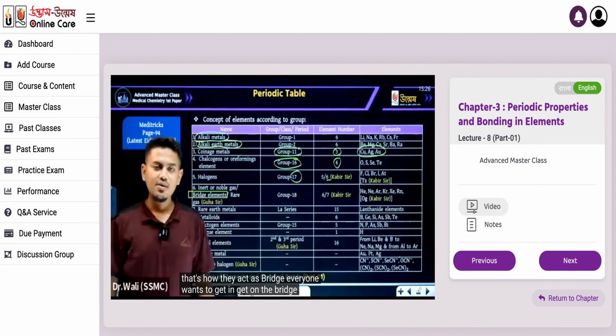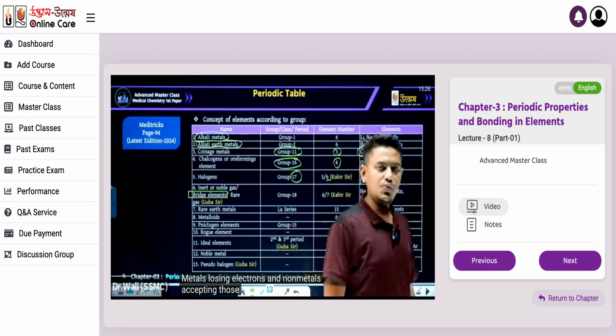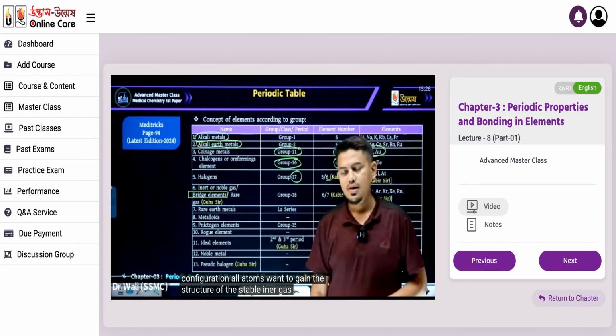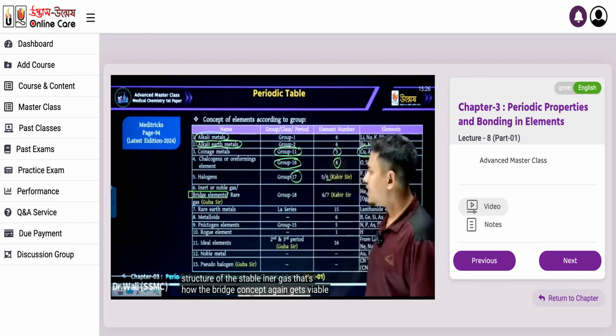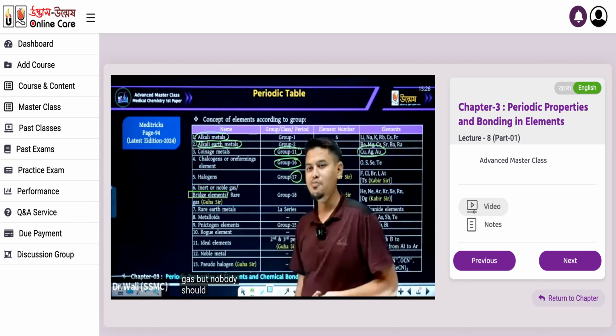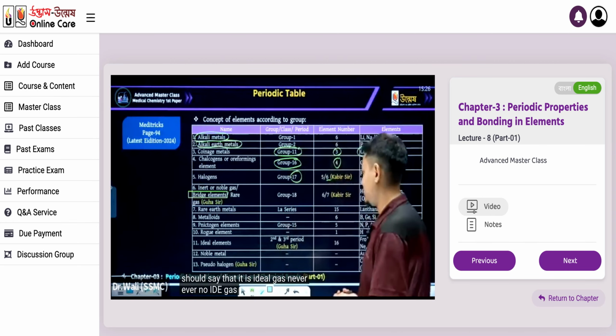Everyone wants to get on the bridge, by metals losing electrons and non-metals accepting those. So to gain that configuration, all atoms want to gain the structure of the stable inert gas. That's how the bridge concept again becomes viable. Anyway, they're called rare gas, inert gas, noble gas, but nobody should say that it is ideal gas. Never ever. No ideal gas is there.